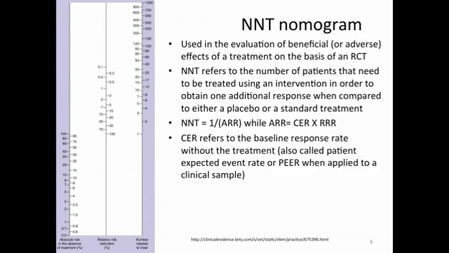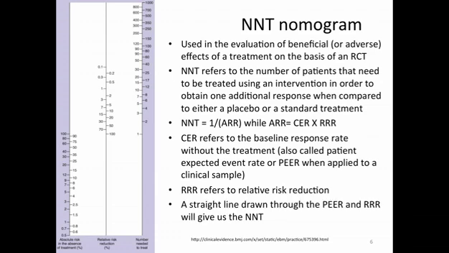CER refers to the baseline response rate without the treatment. This is also called patient expected event rate, or PEER, when applied to a clinical sample. RRR refers to relative risk reduction. A straight line drawn through the PEER and RRR will give us the NNT.